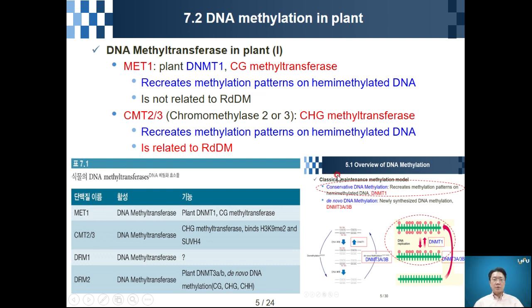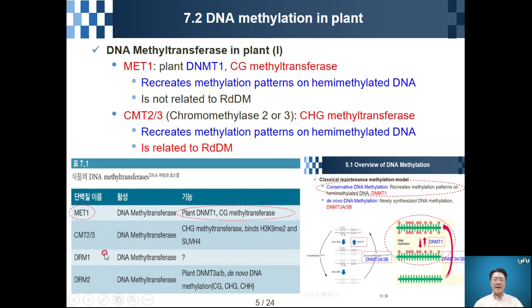So let's start with MET1. MET1 is also a DNA methyltransferase in plants. Actually, this is the plant DNMT1, which we call MET1. This MET1 is a CG methyltransferase.